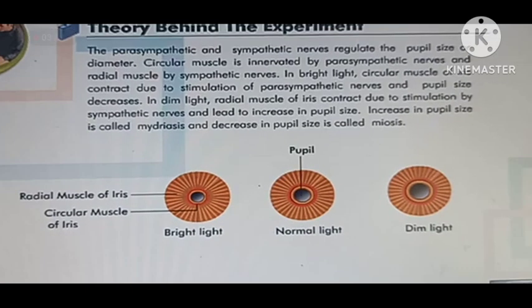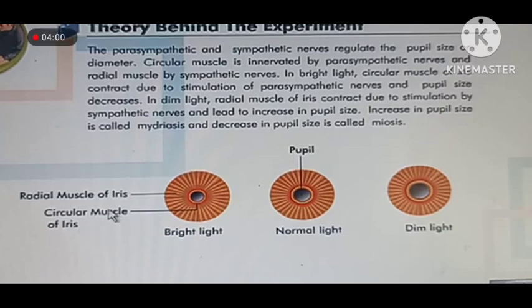The size of pupil is controlled by two muscle fibers of iris called circular muscle and radial muscle. This is normal pupil size.